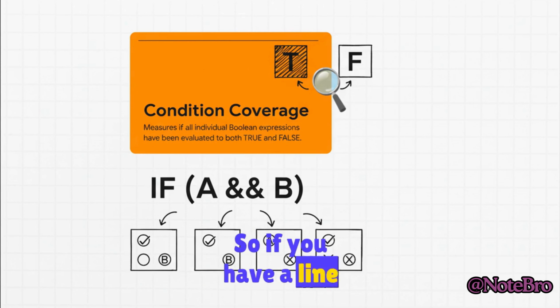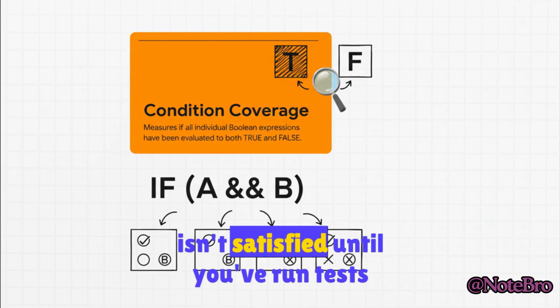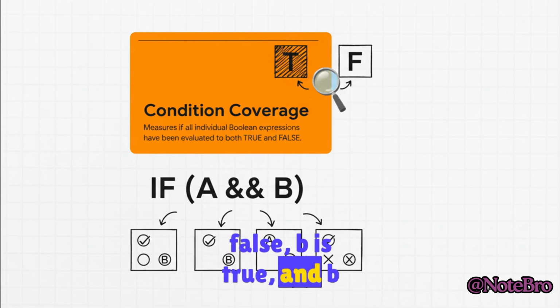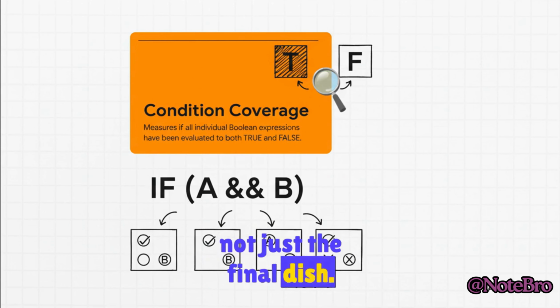So if you have a line that says if A is true and B is true, condition coverage isn't satisfied until you've run tests where A is true, A is false, B is true, and B is false. It's about testing every single ingredient, not just the final dish.